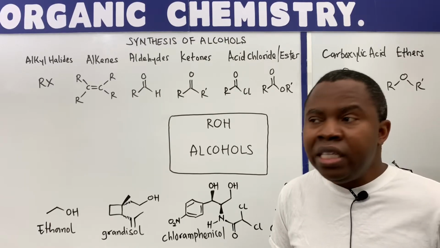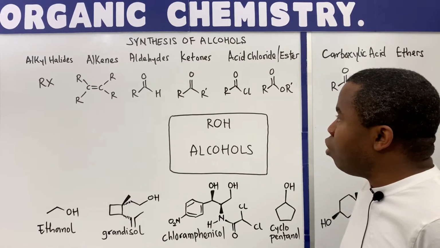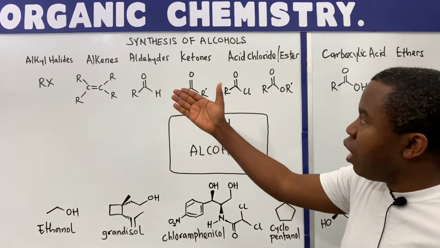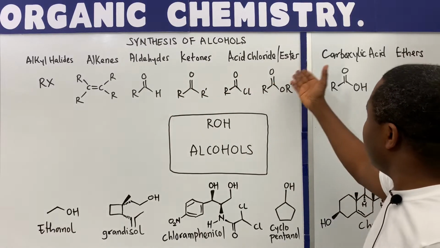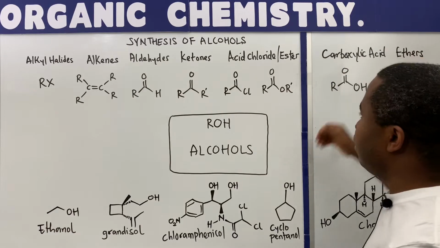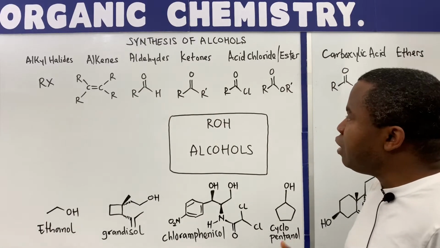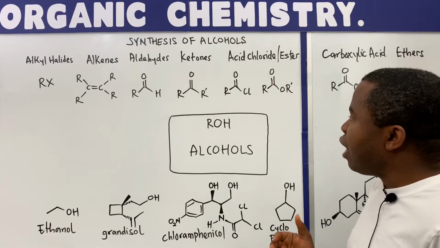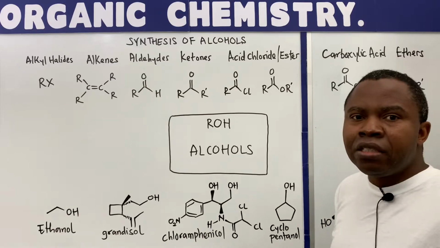And so I have listed on the board different compounds that we can transform to alcohol, from alkyl halides to aldehydes to ketones to acid chloride and esters to carboxylic acid and to ethers. So we're going to be subjecting these different classes of compounds to different reactions, and we're going to see how we're going to convert all of them to alcohols in different reactions.